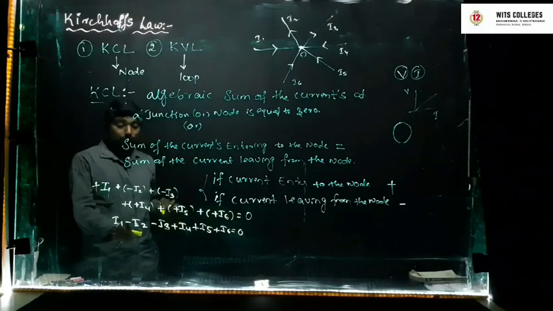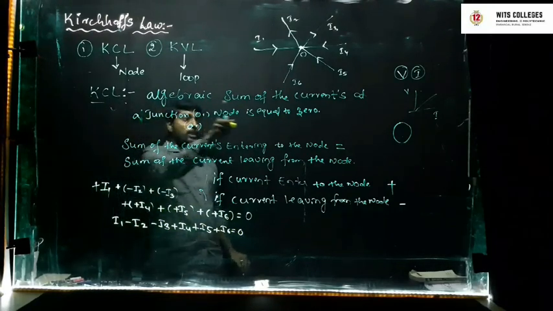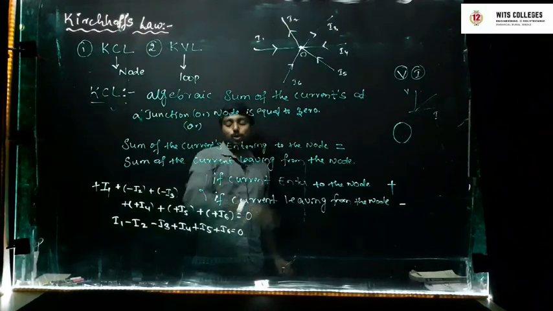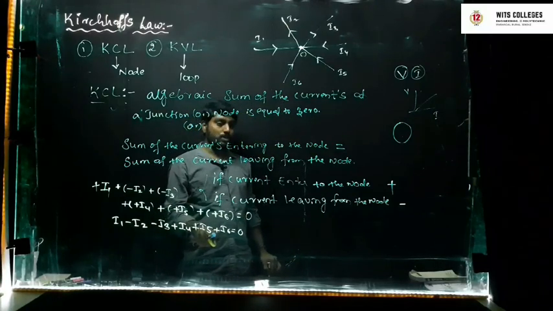This is the first definition. Algebraic sum of the current at a node is equal to 0. This is the indication of the first definition.